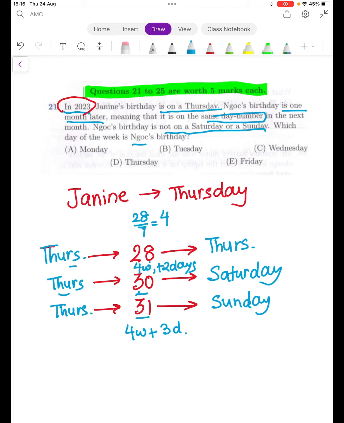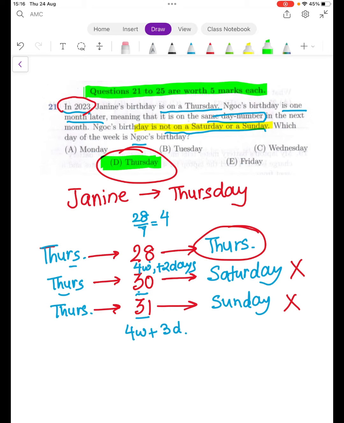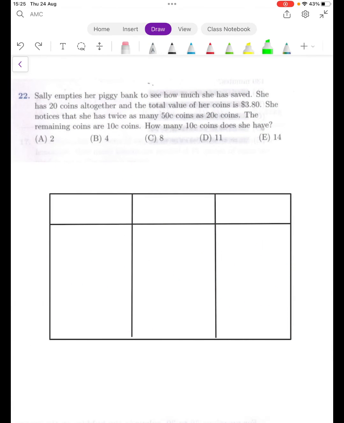Now, in our question, they have already mentioned that Knox's birthday is not on a Saturday or Sunday. So Saturday and Sunday are not possible. So the only option left is Thursday. So the answer is Thursday. This is our answer for this.